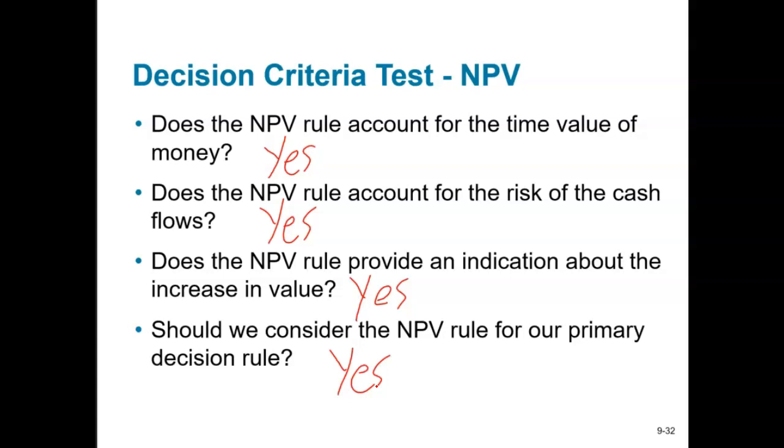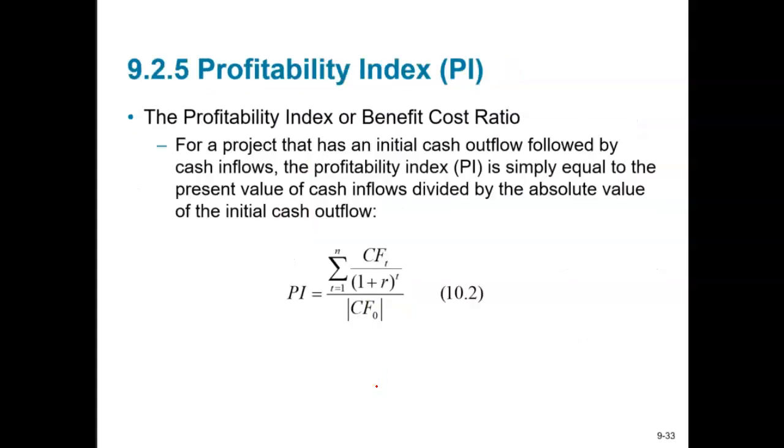Okay. There is another version of NPV wherein instead of subtracting, we divide the initial cash flow. So we call it the profitability index or the benefit cost ratio. So let's see the next important criteria of investment decision making: the profitability index or the benefit cost ratio.